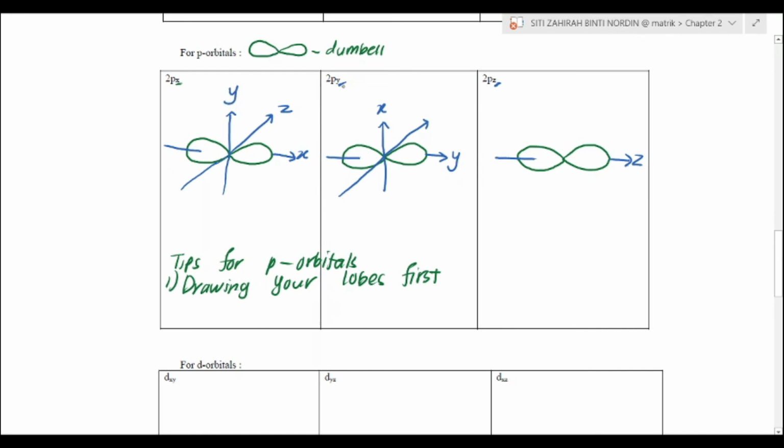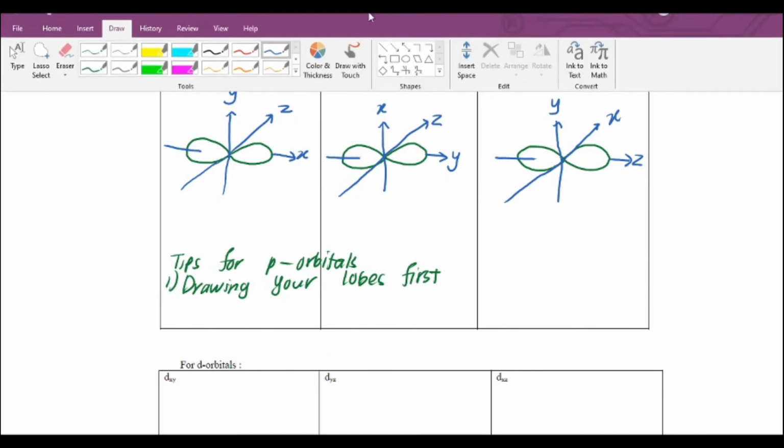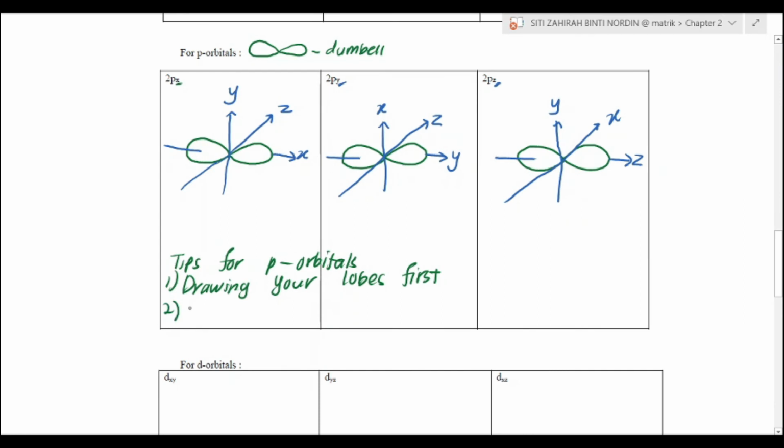Okay, make some correction. So for 2py, the axis that pokes is y axis. The vertical axis would be x, and the dented axis would be z. For 2pz, the vertical axis would be y, and the dented axis would be x. So the second tip to draw p orbital is to just write your remaining axis. Okay, so that's how you draw p orbitals.